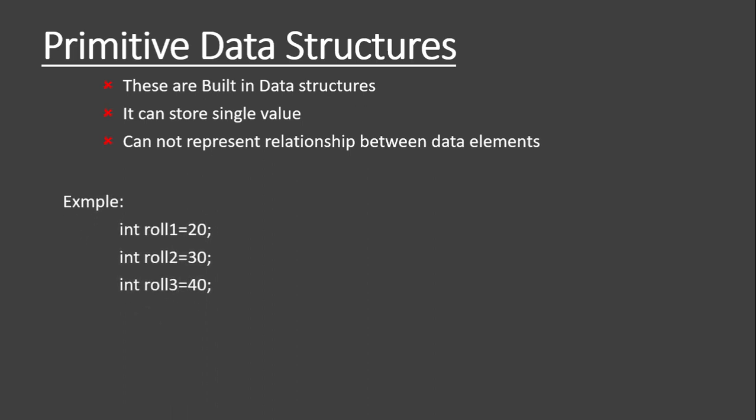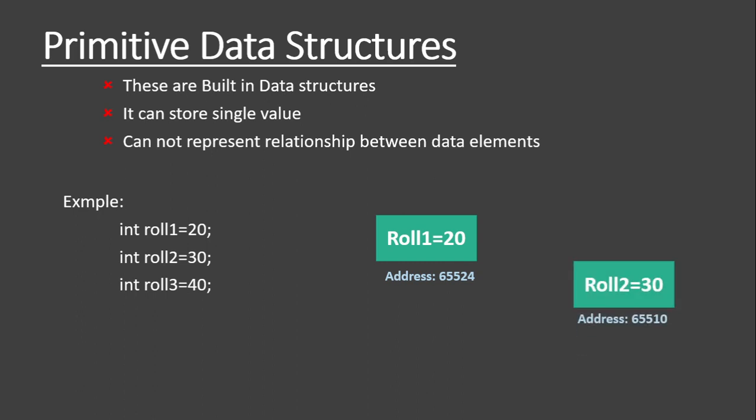For example, here I have considered three variables of type integer, and I have stored different values in them separately. Now the compiler will allocate a memory location for each primitive data variable on its own. The roll1 variable has a memory location of 65,524 and its own value 20. Similarly, we have the other two variables. You can see that these three variables are allocated some memory and each has its own value, but we cannot represent any relationship between them because it cannot store what the next location or what the next value is going to be.